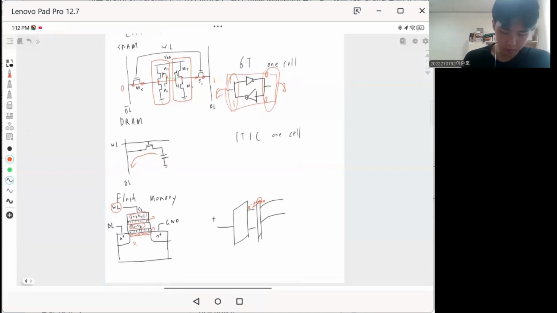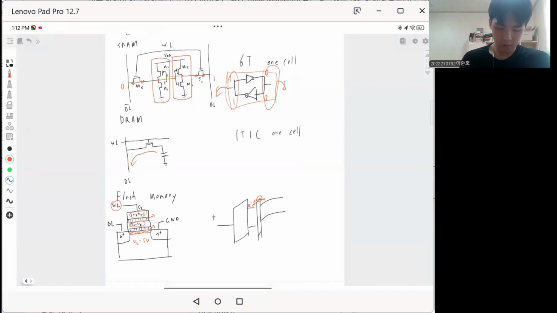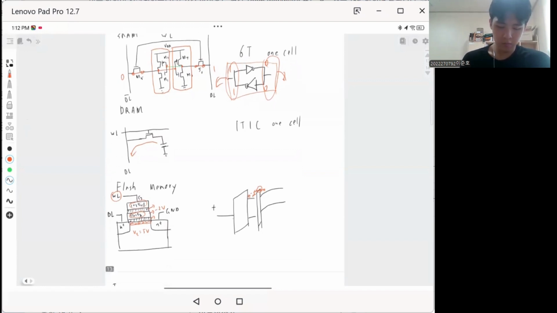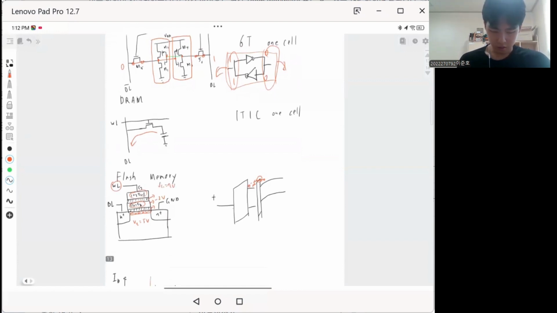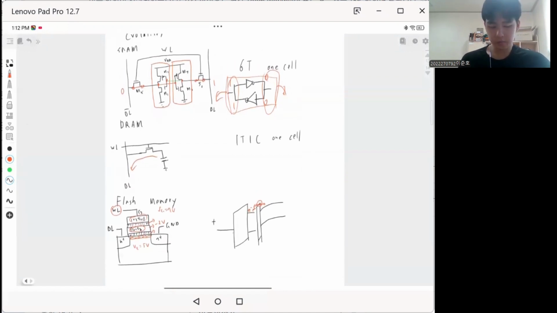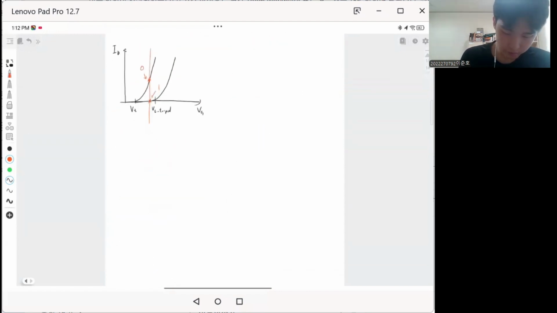For example, the threshold voltage was 5 volts. Electrons have a negative charge, so for example, this charge is minus 2 volts. So to make the inversion layer, the gate voltage has to be 7 volts. So it can write the data by tunneling. So VT is 5 volts and VT after trapping is 7 volts.